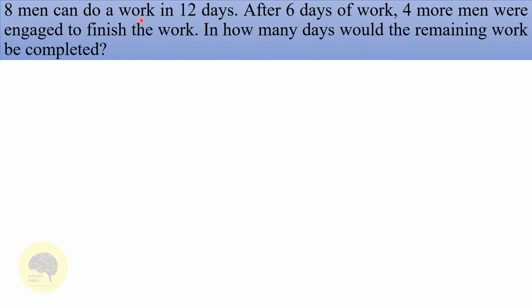8 men can do a work in 12 days. After 6 days of work, 4 more men were engaged to finish the work. In how many days would the remaining work be completed? Okay, first write down the data from the problem. 8 men can do the work in 12 days. From this we can find the work done by 8 men in 1 day.